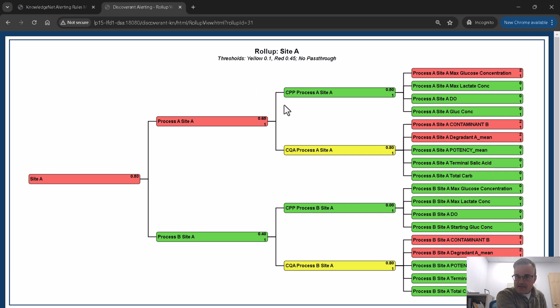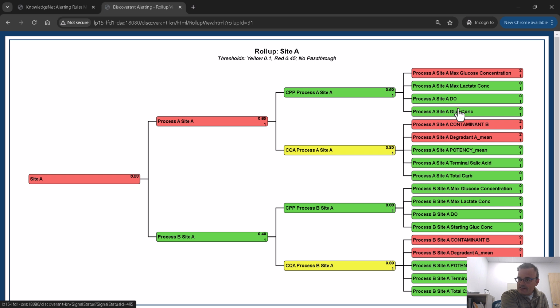So if we look at that CPP process A site A calculation, we can see that it had that threshold as I float my mouse over for the yellow light of 1.2 and the red light of 1.8. So what that means is when the score of this particular roll-up is above 1.2, then it would turn yellow. If it's above 1.8, it would turn red. The score is 0.5, therefore this roll-up is green. Let me show you how that calculation works.